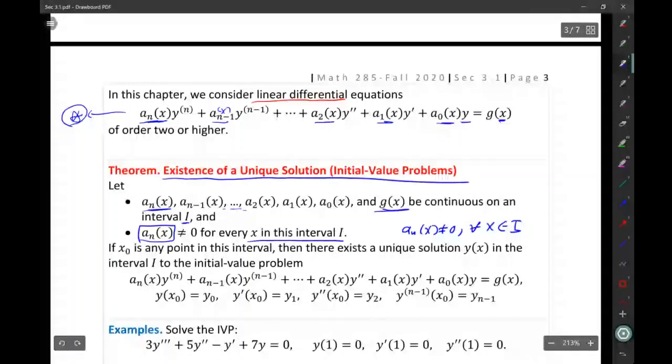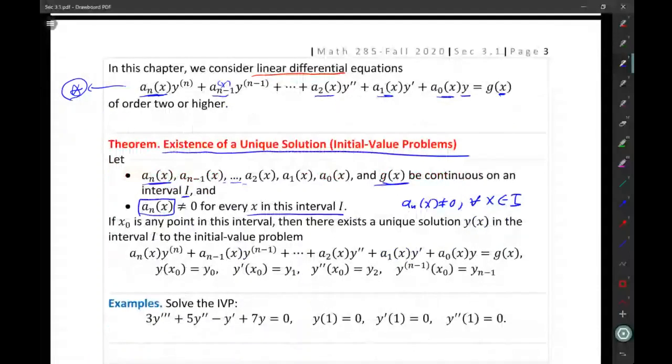Now, if x naught is any point in this interval, then there exists a unique solution y(x) in the interval I to the initial value problem. I mean, we have two conditions to guarantee there is a unique solution inside some specific interval. How? All the coefficient functions and the function g(x) itself should be continuous in interval I, and the coefficient of the highest derivative is not equal to 0 for any x in this interval.